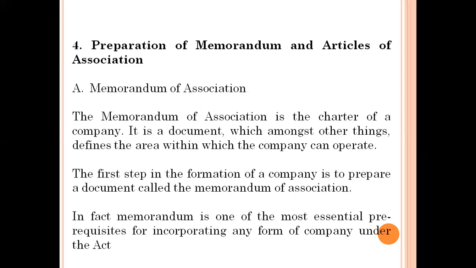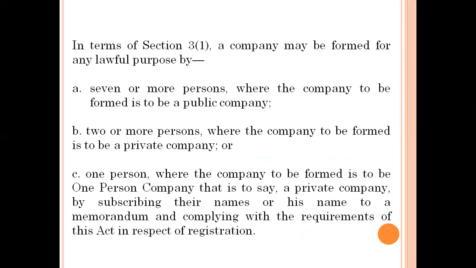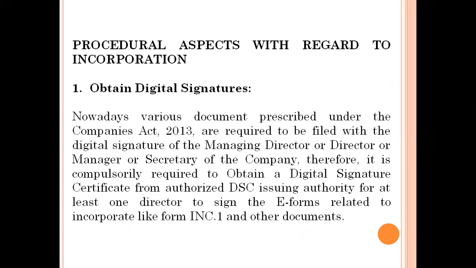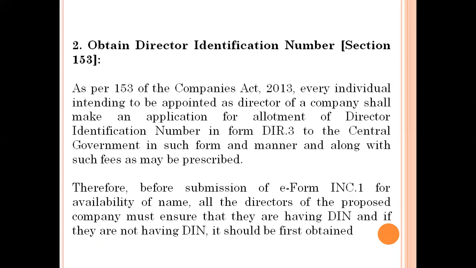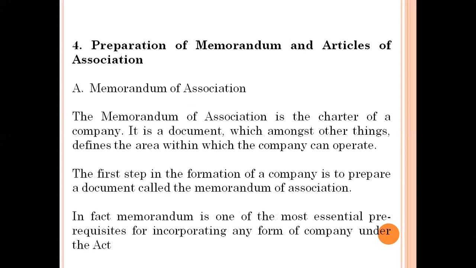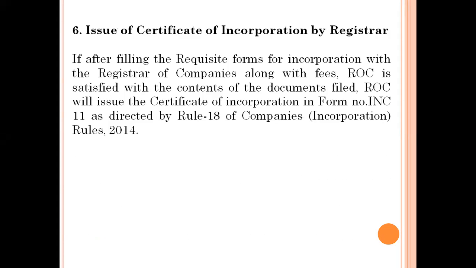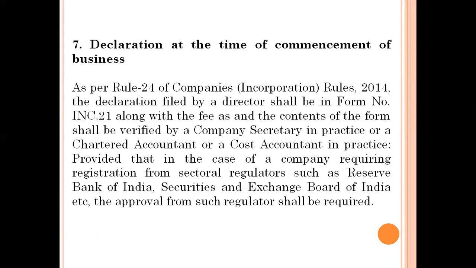So, the steps and procedure of incorporation of a company, or registration of a company, or formation of a company, there are 7 steps. Step 1, obtain the digital signatures. Step 2, obtain the director identification number. Step 3, application for availability of name of a company. Step 4, preparation of memorandum and articles of association. Step 5, filing of the documents. Step 6, issue of certificate of incorporation by the registrar. The last step, the declaration at the time of the commencement of business.